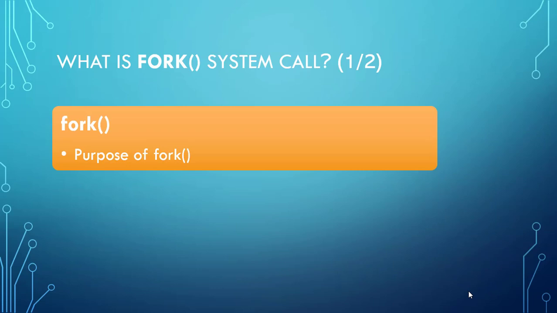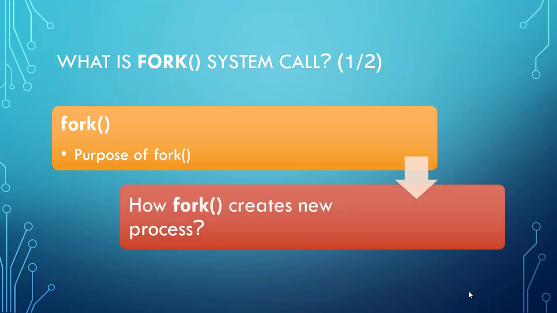Fork is used to create a process. A process is an instance of a program in execution, meaning it is in a running state. Process management involves creation, execution and termination of processes, and fork is an important function in process management.